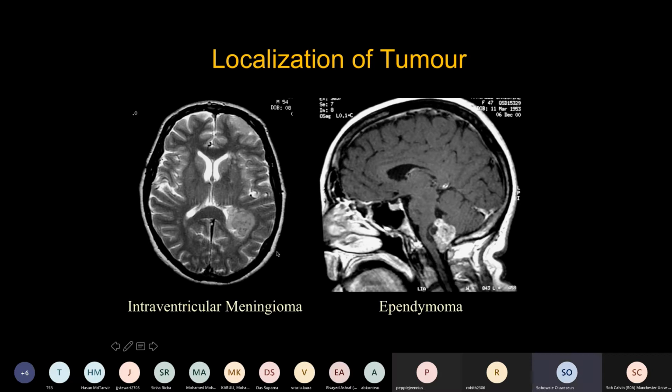Okay. So you look at these two lesions, they're intraventricular. Once you localize a lesion to the ventricles, then you limit your differentials to ventricular tumors. In this case, this is the triangle of the lateral ventricle, the typical location for intraventricular meningioma.